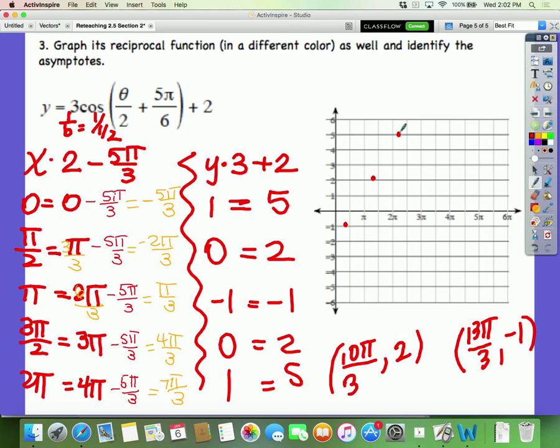What about 10 pi over 3? Where's that located? Right after 3 pi. And then 13 pi over 3? Right after. So I have one complete cycle here. Questions? Talk to me.